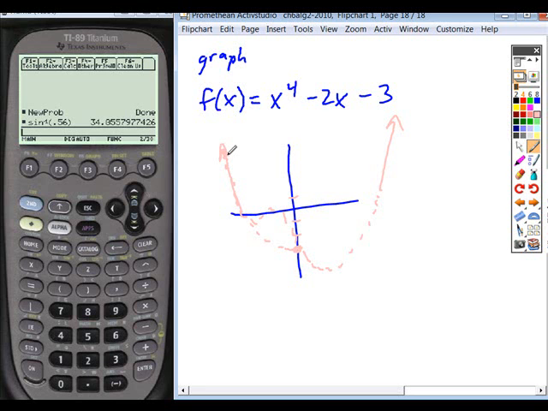Now, any ideas on how you could find some more information about this graph before actually graphing it? Again, we're only going to go through this one time because you might be asked to do this in a future class. What other points can we actually find here? Can we find these points? Those are called what? X-intercepts. So you can find x-intercepts by doing what?